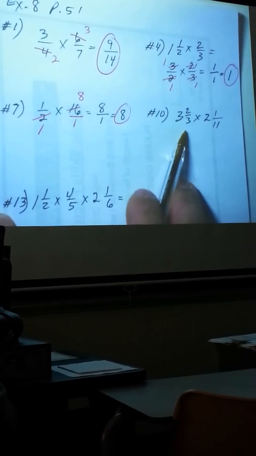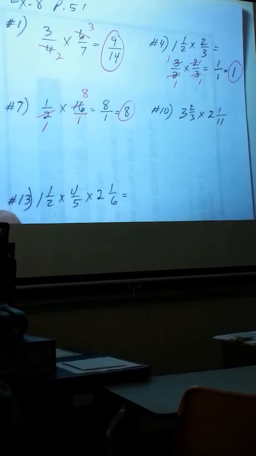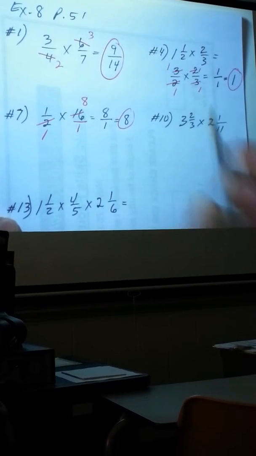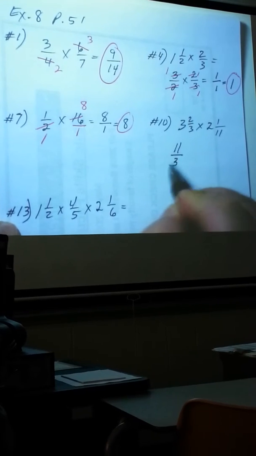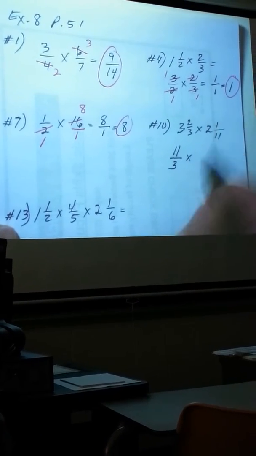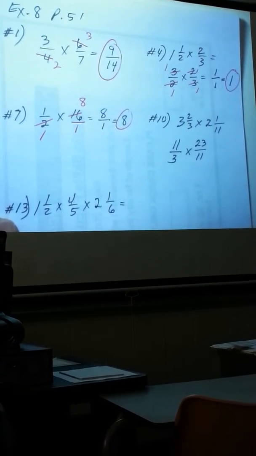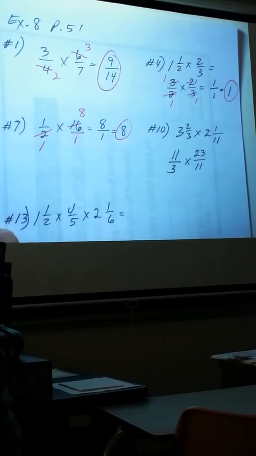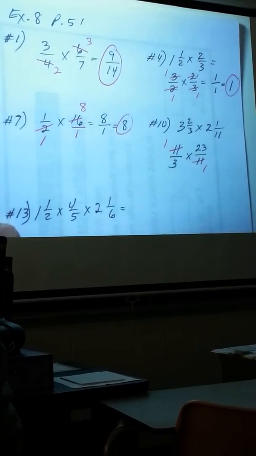Look at 3 and 2/3 times 2 and 1/11. Both of them are mixed numbers. You got to change them to improper fractions. 3 times 3 makes what? 9 plus 2 is 11 over 3 times 2 times 11 makes 22 plus 1 is 23 over 11. The bottom number stays the same, you see? Now, can you cancel 11, 11? Yeah, it goes into itself once, right?